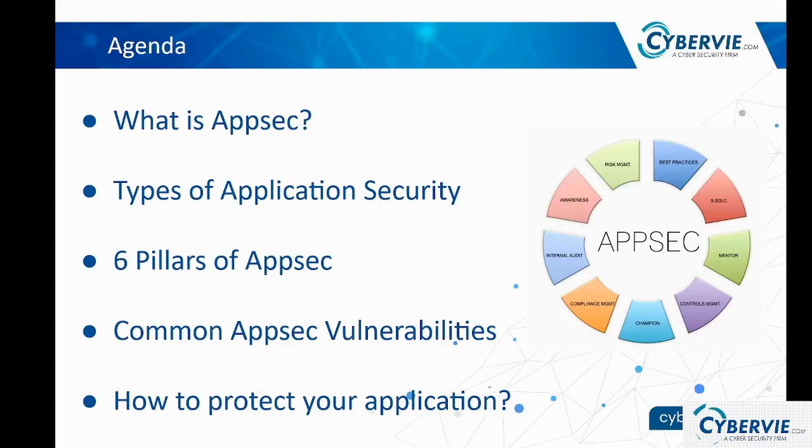Today we'll be talking about application security. In today's agenda, we'll start with application security and its types. Then we'll look at 6 pillars on which AppSec is standing. Next, we'll be seeing through some of the common AppSec vulnerabilities and we'll conclude our video with their mitigation procedures.